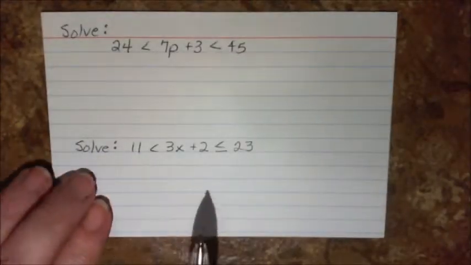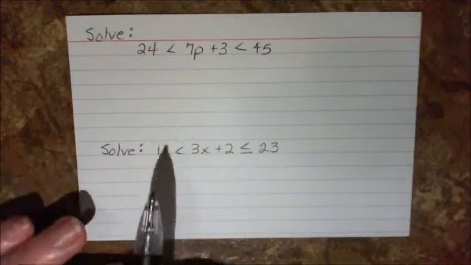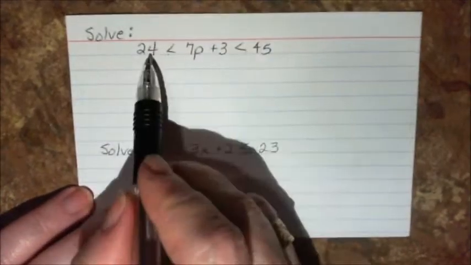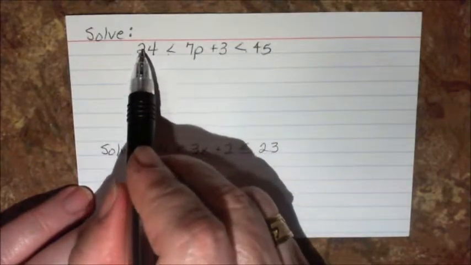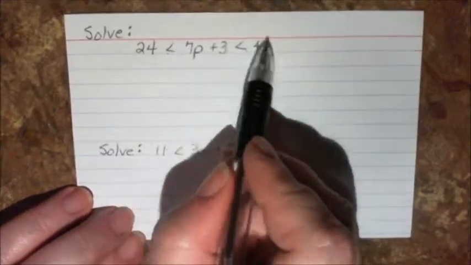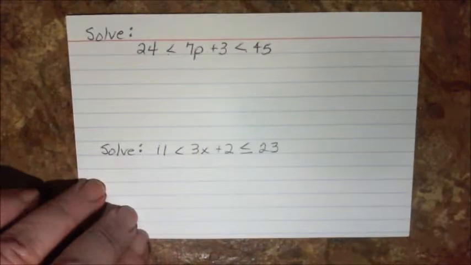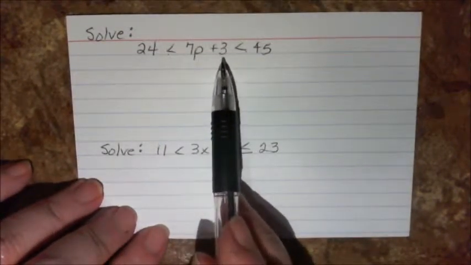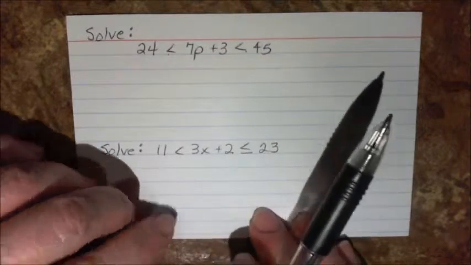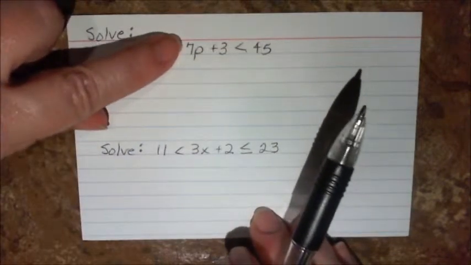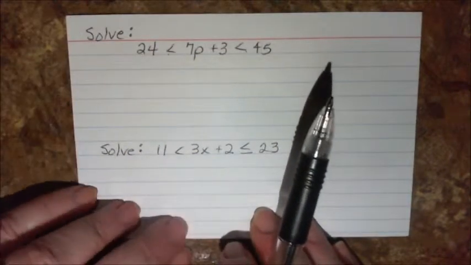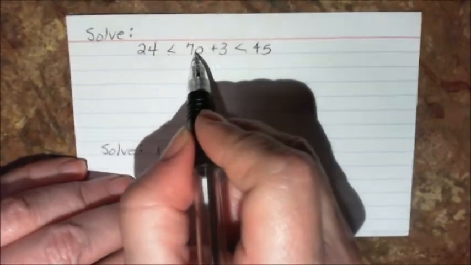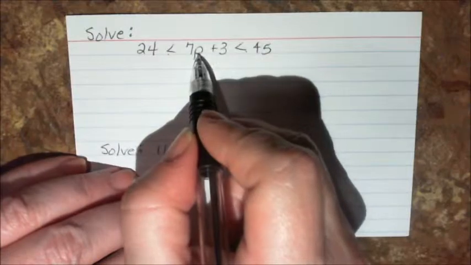Alright, let's take a look at solving some three-part inequalities. Notice we have two inequality symbols here, so that separates this inequality into three parts. The goal for this is to isolate the variable in the middle. Often we isolate the variable on one side, but since this has three parts, we're going to isolate the variable in the middle. So we go to the middle and begin to say what would this take?